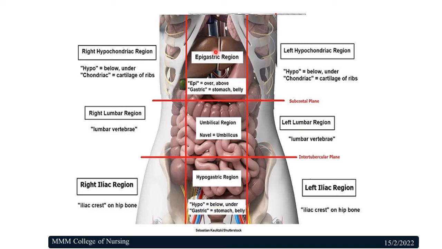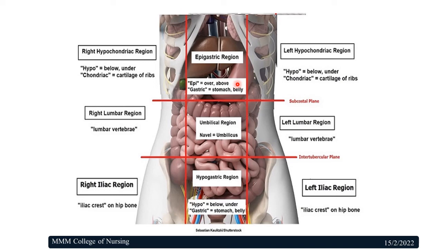Now let's move on to the middle column. The first area being the epigastric region. So the prefix epi means above or over, and gastric means the stomach or the belly. Thereby this region is over and above the stomach.